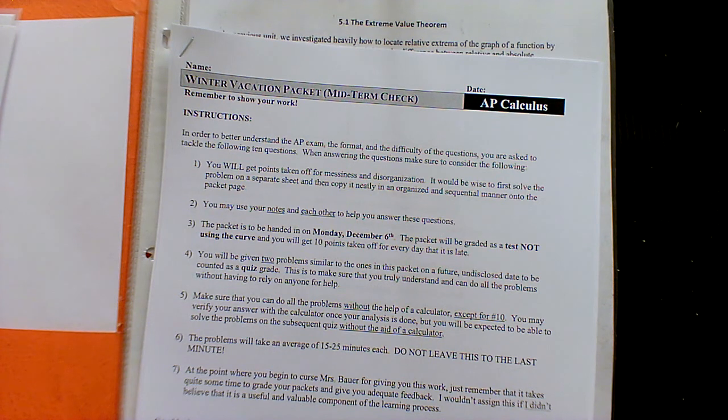So going on the honor system for number 5, you should be able to do all of these without a calculator, except for number 10. So you can use a calculator for number 10. Since they're free response questions, they really shouldn't take you more than 15 to 25 minutes, but depending on if you need to use your notes or use the internet, it might take a little bit longer if you use those resources. So roughly 15 to 25 minutes.